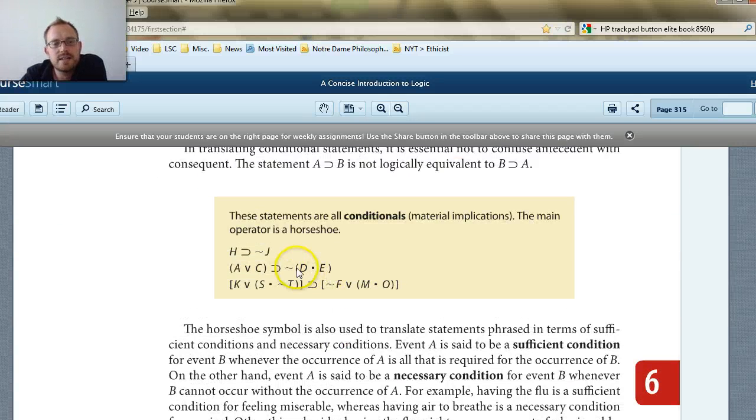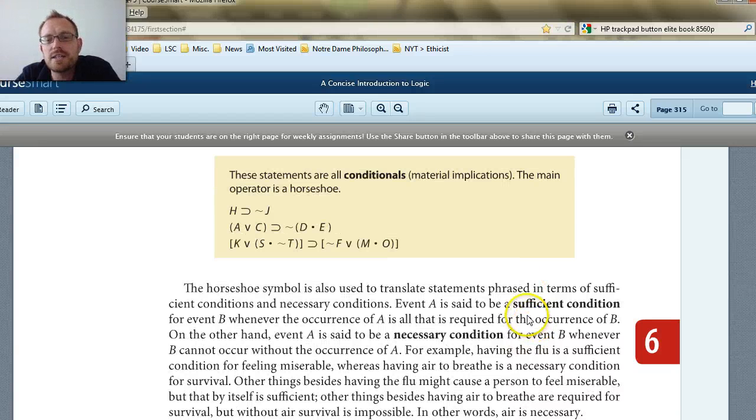You can see these are conditionals, the material implications. Basically, this is if H, then not J, right? If you wear a hat, then it's not the case that you're going to become jaded or something like that. A or C, what's the main operator here? It's the material implication, the conditional. And what about this one? That's right, it's the material conditional. I'm hoping you actually saw it.